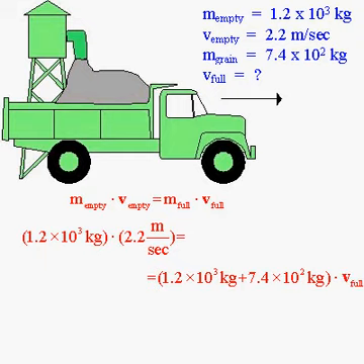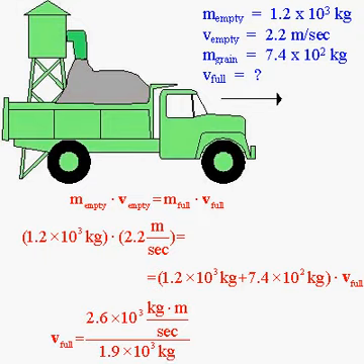We solve for velocity when it's full by dividing both sides of the equation by 1.2 times 10 to the third plus 7.4 times 10 to the second kilograms. Kilograms cancel, and we're left with a velocity of 1.4 meters per second. So the truck slows down while grain is added, and once all of the grain is added, it's traveling at 1.4 meters per second.